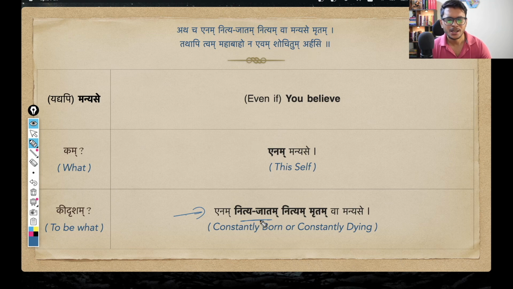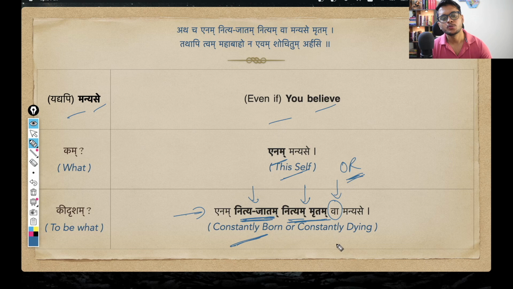So see here, Krishna is using two different complements to describe this self, this Atma. One is nitya jatam, which means something that is constantly being born. And another is nityam mritam, which is something that is constantly dying. So he is using these two different ways to describe this self, and that is why he is using va. Va is simply an avyaya, an indeclinable, that translates as 'or'. So basically what Krishna is saying is, yadyapi manyase, even if you believe this self, enam, to be constantly being born or to be constantly dying. This is the sense Krishna is trying to make.